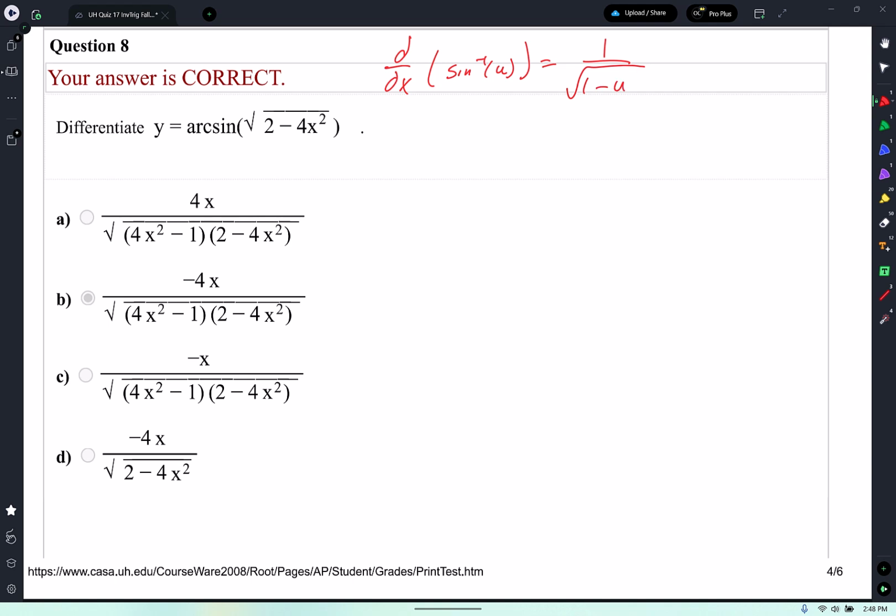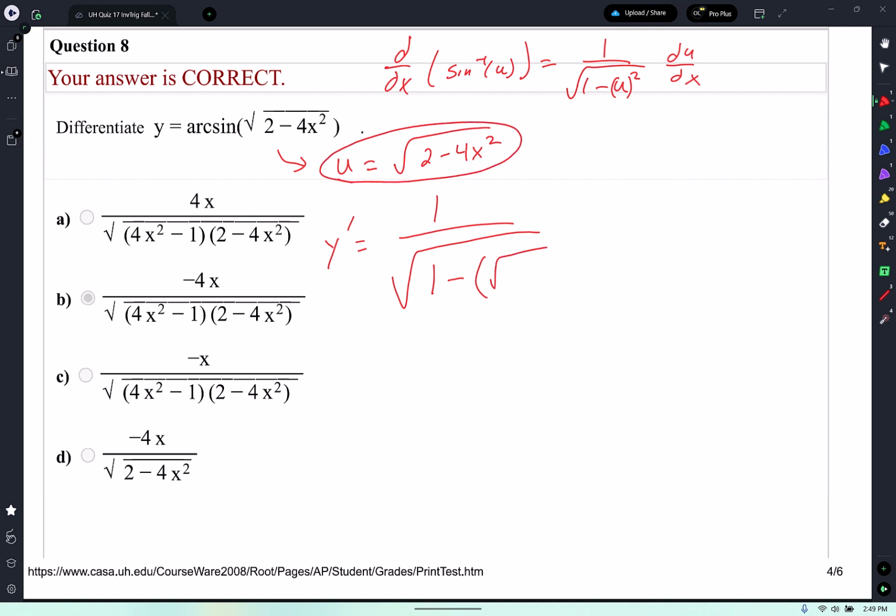1 over square root of 1 minus u squared times du dx. What is my u? Because I think that's where you guys get confused all the time. What's your u? So there's a lot of chain rule going on right here, guys. Y prime equals, and all I'm doing is just following this derivative here, 1 over square root of 1 minus, open parenthesis. I'm going to type in what my u is. It helps to write it out. Square root of 2 minus 4x squared, close, put a square on it, times, I'm not done.